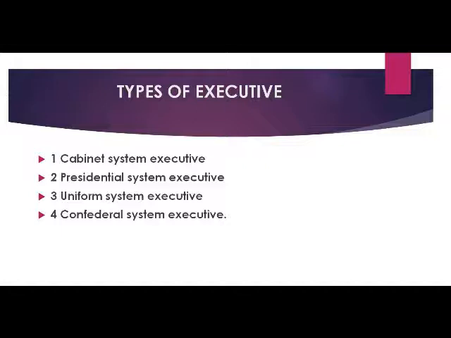2. Presidential system executive, where we have a president who is both the head of state and the head of government. 3. Unitary system executive. A unitary state is a state where all the powers of government are in the hands of a central authority. The executive at the center has absolute power to rule the affairs of a state. 4. Confederal system of government, otherwise known as loose federation.